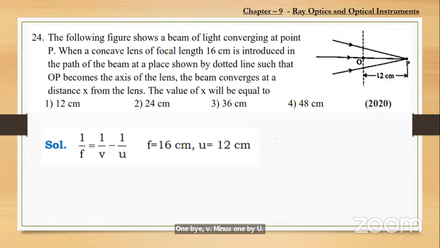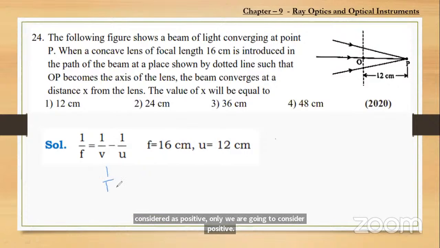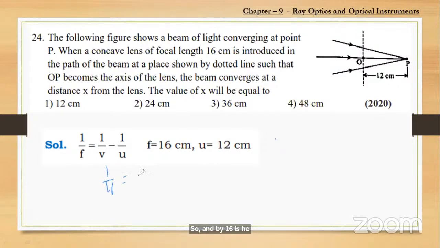ಇಲ್ಲಿ here we are not going to consider the object distance in the same direction. It is in the same direction, light ನ direction ಅಲ್ಲೇ ಇರೋದ್ರಿಂದ that will be considered as positive. Only we are going to consider positive. So 1/16 is equal to 1/v minus 1/12. So this minus 1/12 becomes plus 1/12. So therefore 1/v will be equal to 16 into 12 ... 12 minus 16.